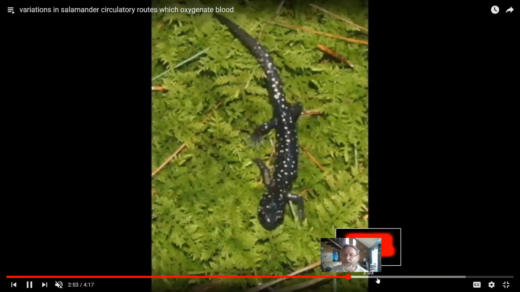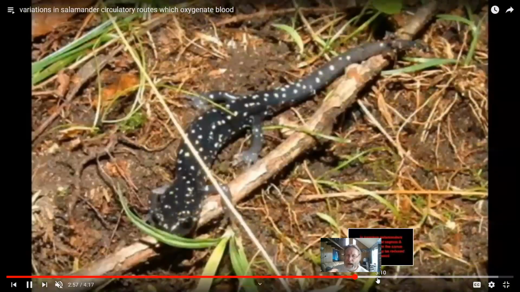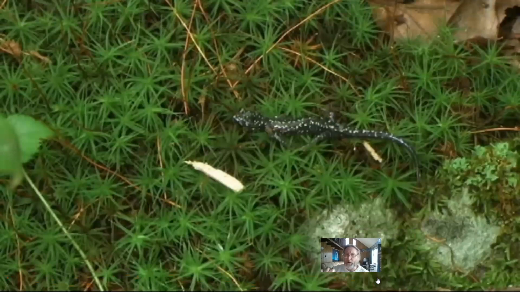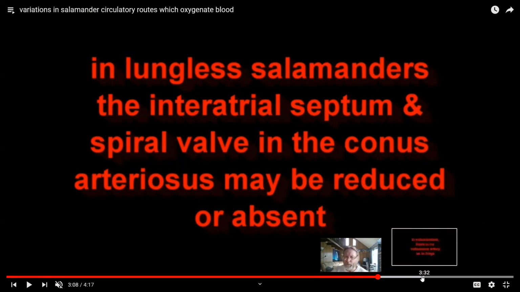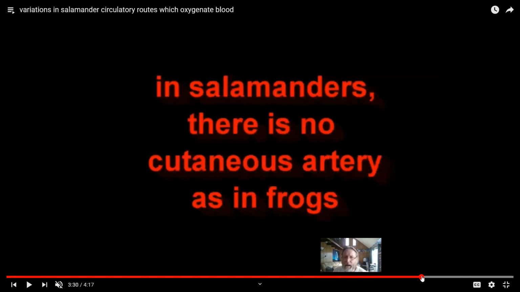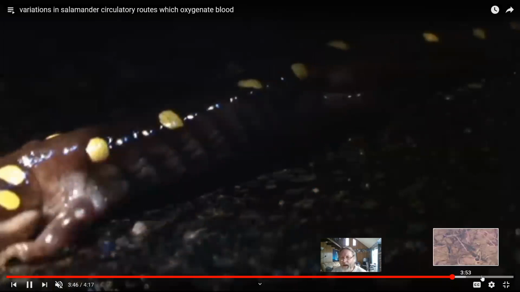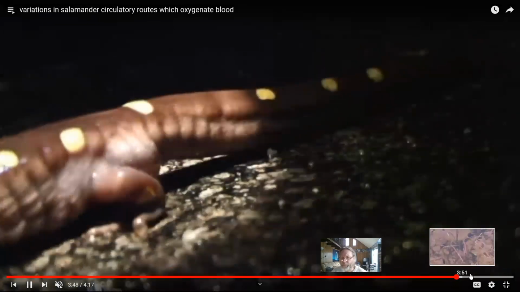There is one frog which also lacks lungs. And so therefore the pulmocutaneous artery wouldn't have a pulmonary branch. Some other factors as well. In lungless salamanders, the interatrial septum and spiral valve in the conus arteriosus may be reduced or absent. So once again, groups don't stop evolving, as we see, and there can be some variations throughout different groups.